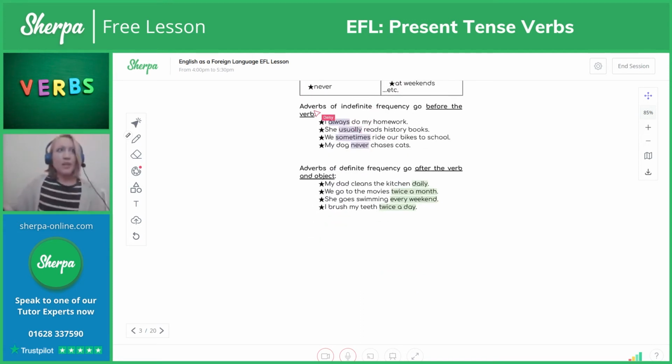So adverbs of indefinite frequency go before the verb and object. So I'll read some examples. You can copy me. First, I always do my homework. Can you spot the verb in the simple present tense? It's do. So always goes before the verb. I always do my homework. You try.